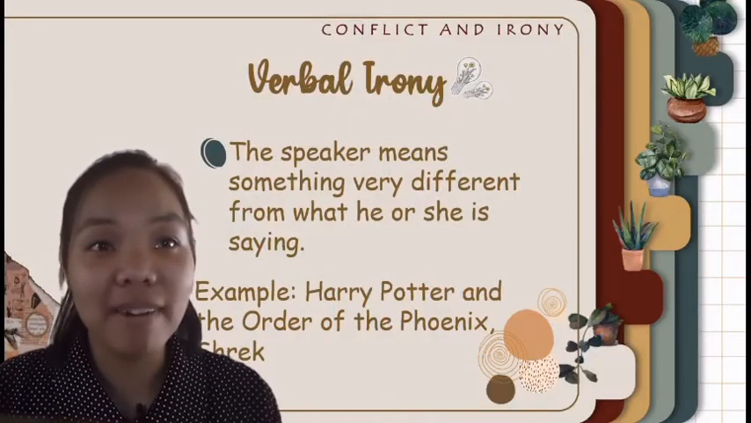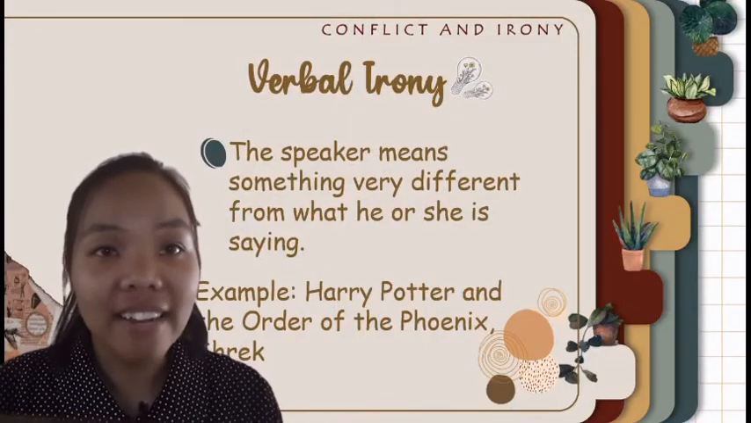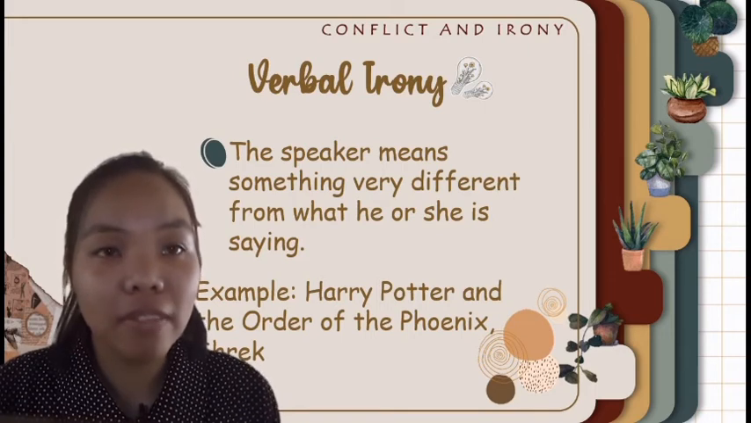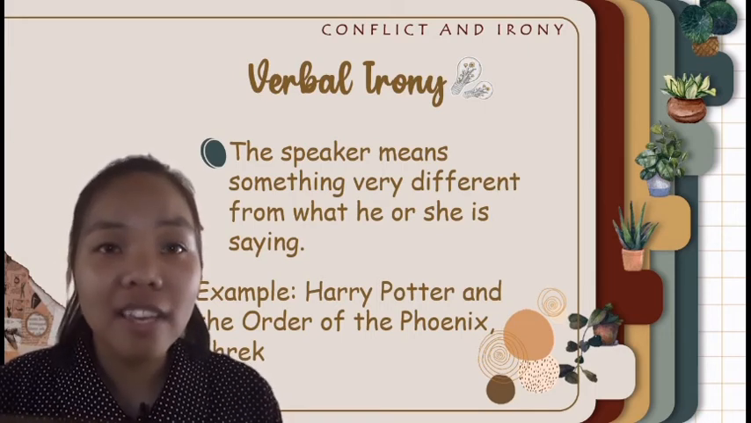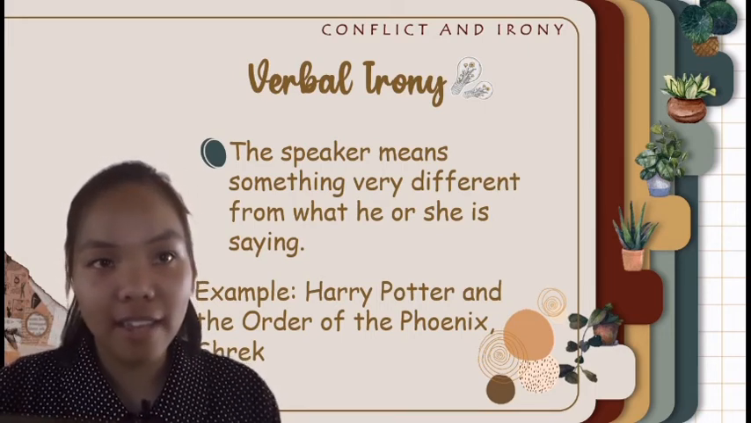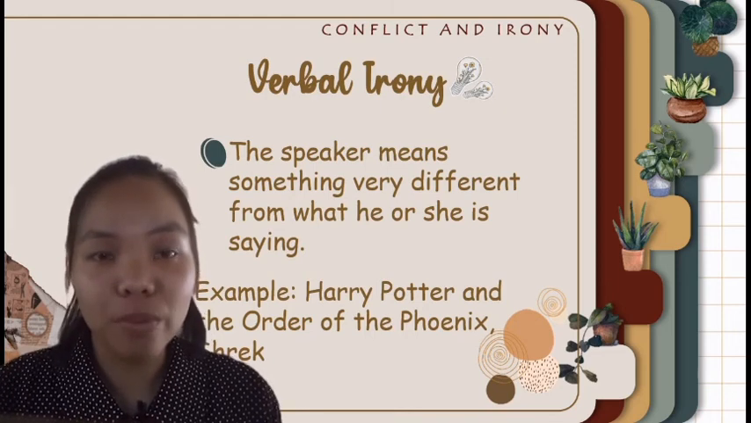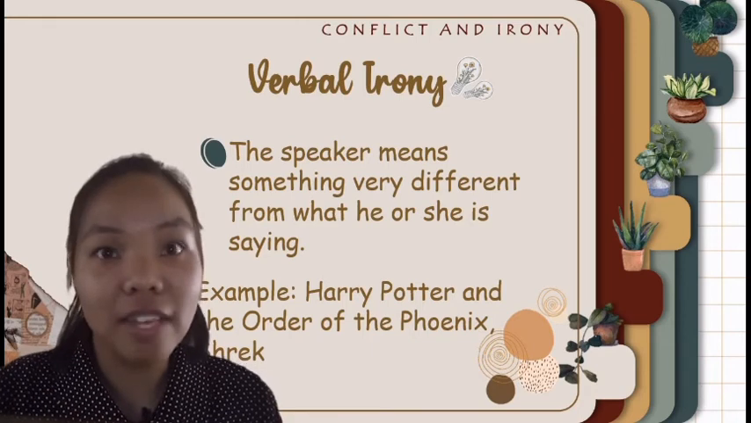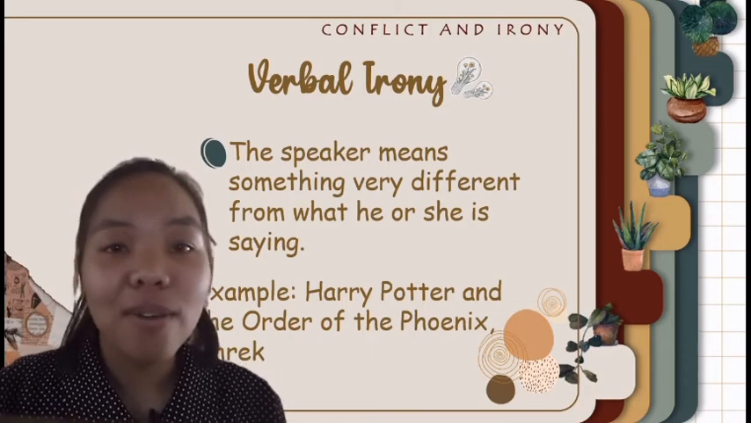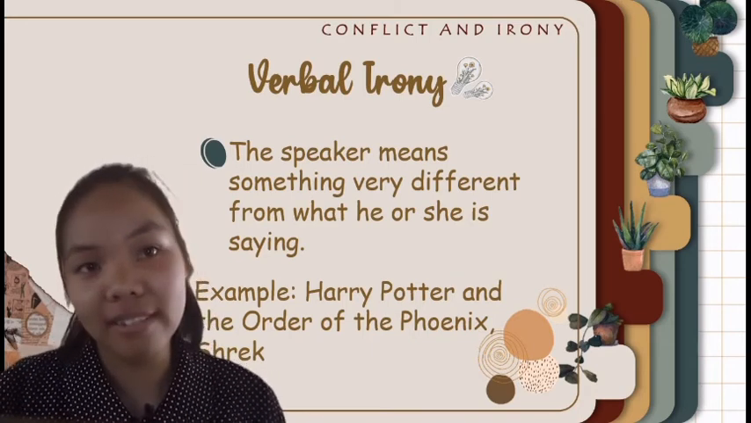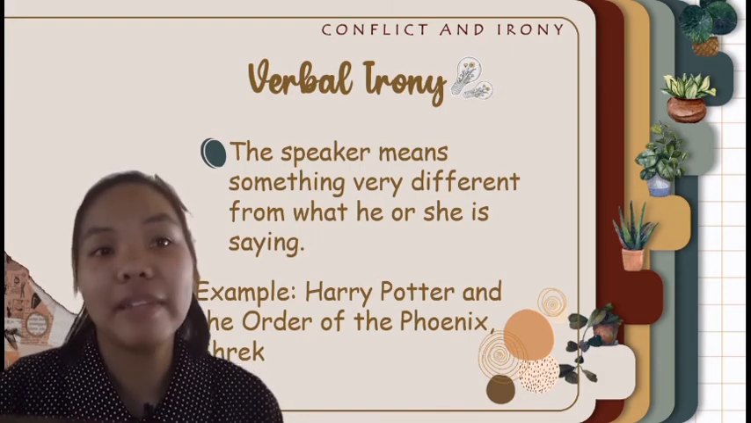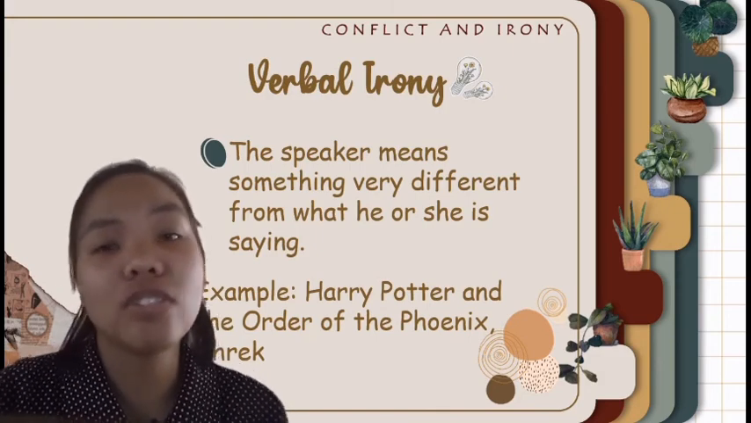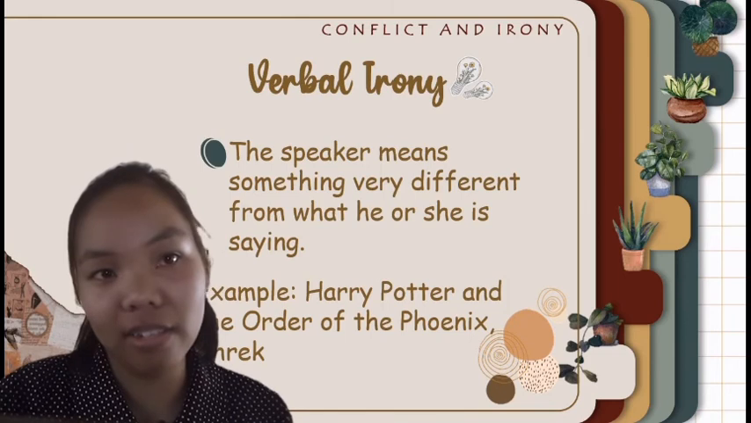Last is verbal irony. Verbal irony is when a speaker means something very different from what he or she is saying. What does verbal irony do? It brings humor to the situation. Sarcasm is when you say, "Oh, fantastic!" but the situation is actually bad. Socratic way is where you're pretending to be ignorant to show that someone is actually ignorant.